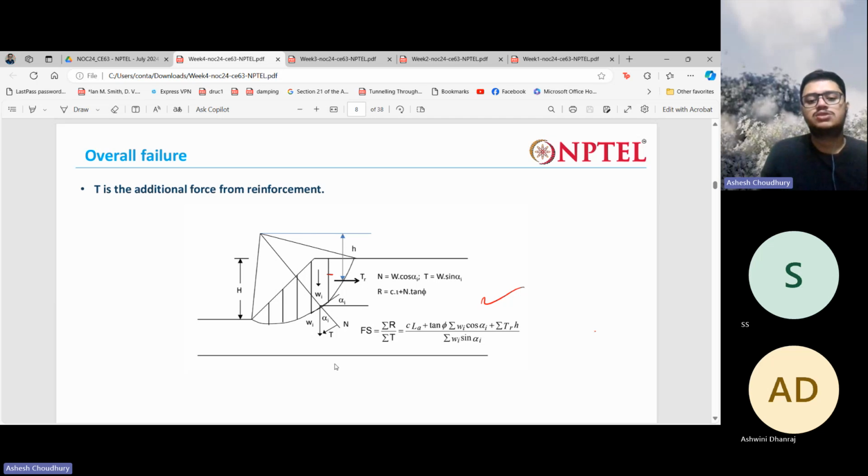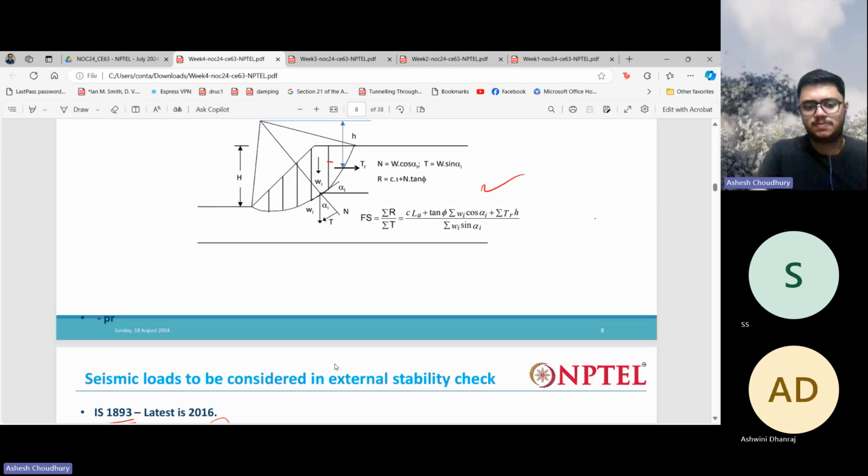This is actually very difficult to do by hand, right? Because you have to take many slices and then many wedges, and the slice that gives the minimum factor of safety is the factor of safety of the whole system. So there are various computer programs available which you can use for this purpose.